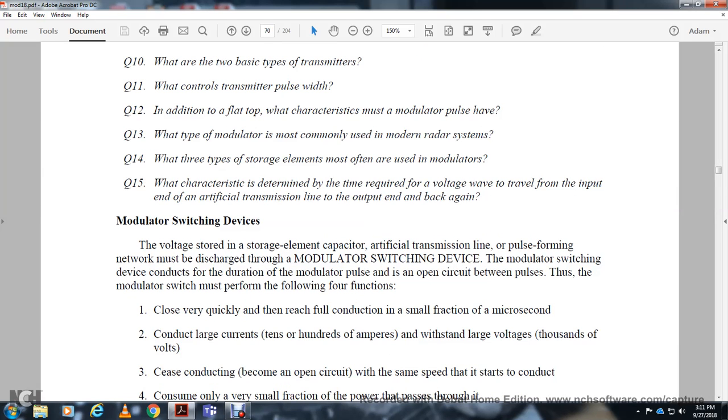The voltage stored in the storage element, whether capacitor, artificial transmission line or pulse forming network, must be discharged through the modulator switching device. The modulator switching device must be able to switch between an open circuit and a closed circuit over the duration of the modulator pulse.